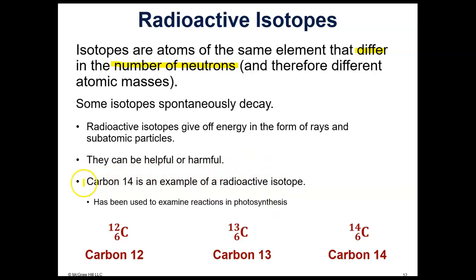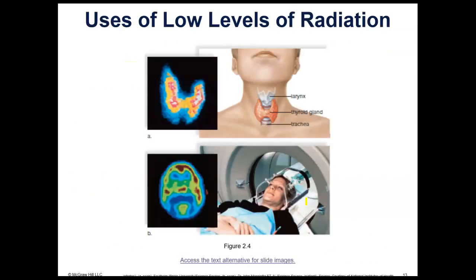And sometimes isotopes will give off radiation. So carbon-14 is an example of a radioactive isotope. We can use radioactive isotopes in medicine. Here you see, in picture B, a woman getting a PET scan. And then you also see an example of a thyroid scan, which uses radioactive iodine. When you inject the radioactive iodine into the person, it accumulates in the thyroid because the thyroid has a lot of iodine. The thyroid hormones are composed of iodine. So everywhere that radioactive iodine shows up, you can get an image of it.